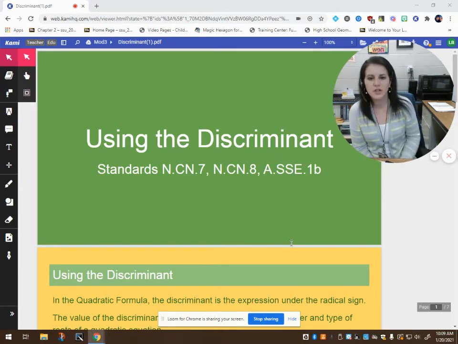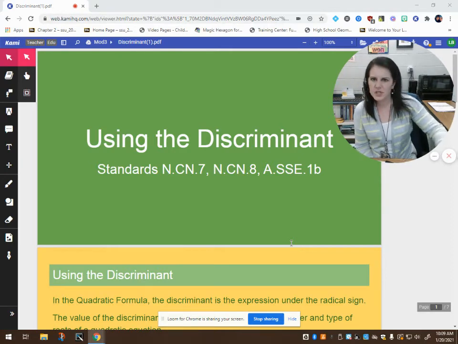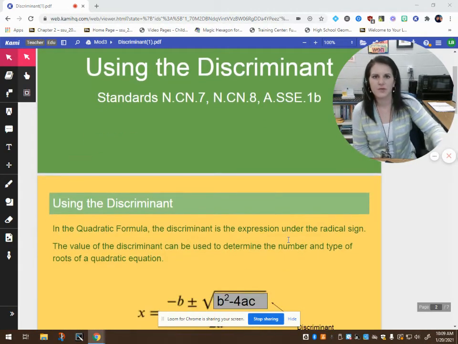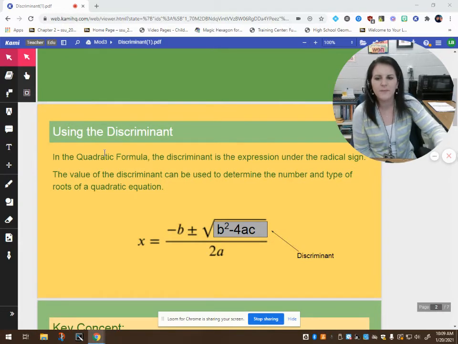Today we're going to talk about using the discriminant. So I've mentioned this word a few times as we've been talking about the quadratic formula. And the discriminant is just this fancy part here underneath of the square root symbol. It's the b squared minus 4 times a times c. And there's a lot that we can gather by figuring out what the value of the discriminant is without having to go ahead and solve the entire quadratic formula.